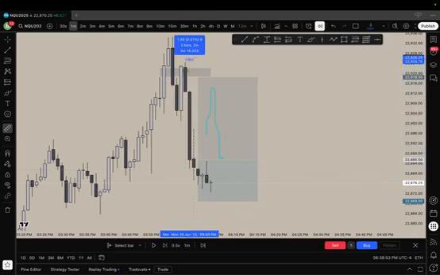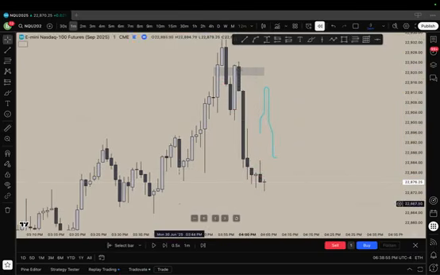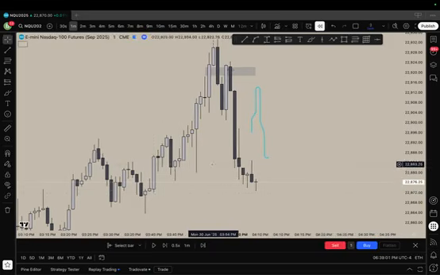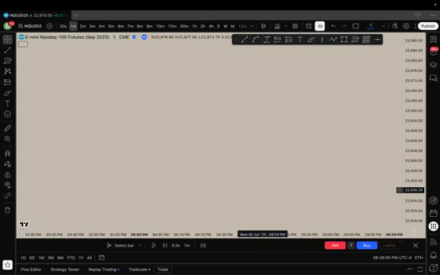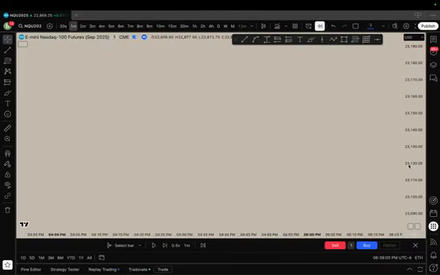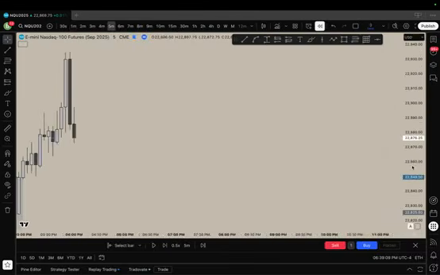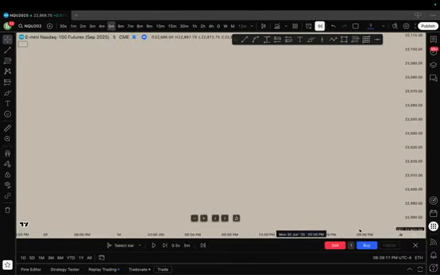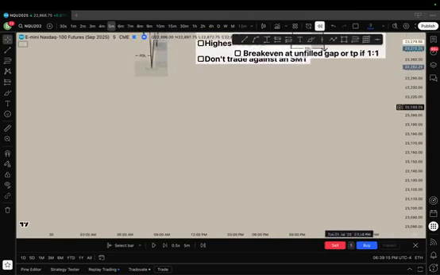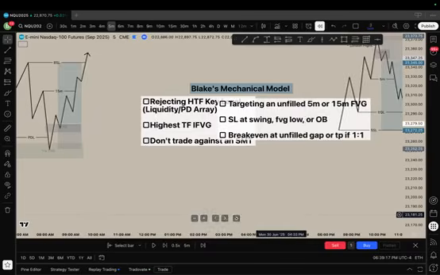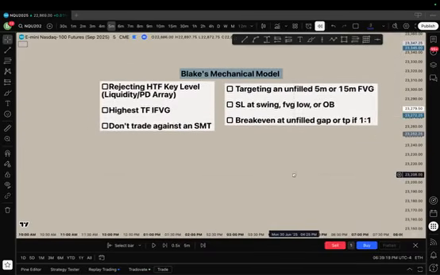So the fair value gap high as well is a good stop loss. For example, like here, put the stop loss at this low. But yeah, that's what it looks like, okay? Now, let's go back to our drawing board here. So, stop loss at swing, fair value gap low or OB.